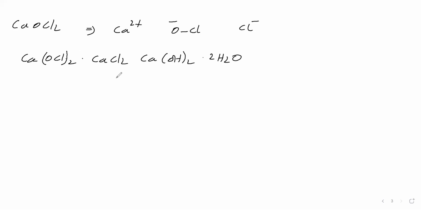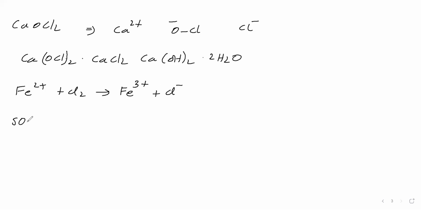Then Cl2 acts as an oxidizing agent. What is the chemical reaction regarding it? That we will see. Ferrous with the Cl2: ferrous is converting into ferric, and Cl2 is converting into Cl minus.